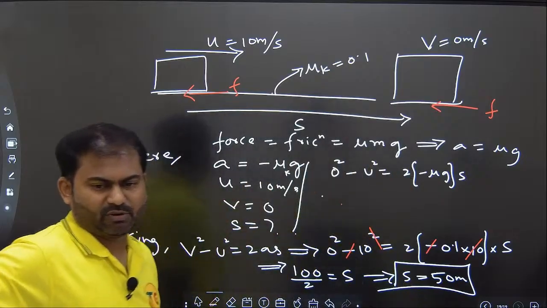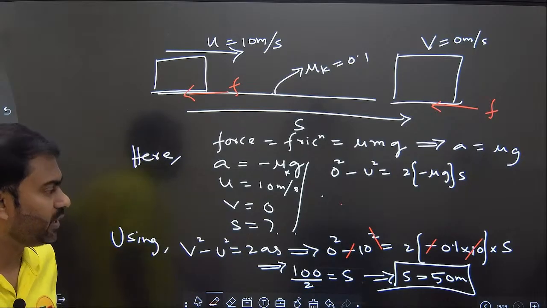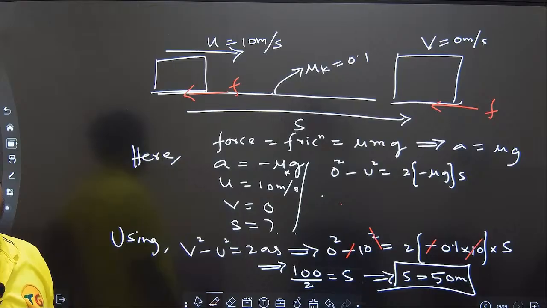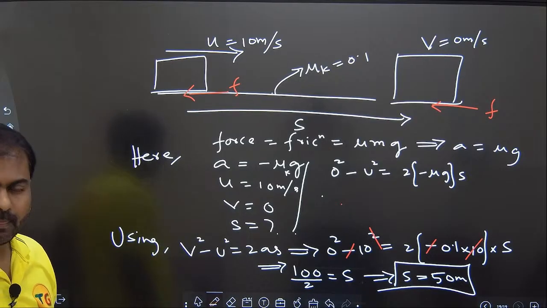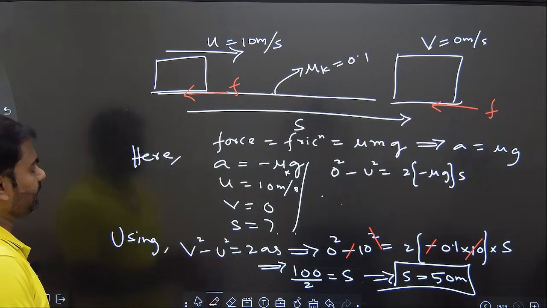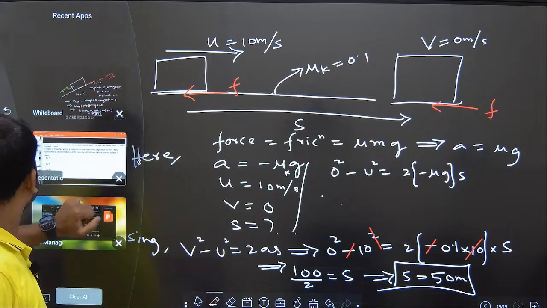So simple question. As long as you can identify that the acceleration for this one is mu g, which you can do from the derivation, you will be able to get the answer. I hope there is no confusion at all. I believe it is completely clear to everyone. Okay, everybody? Understood? Let us proceed with the next question.